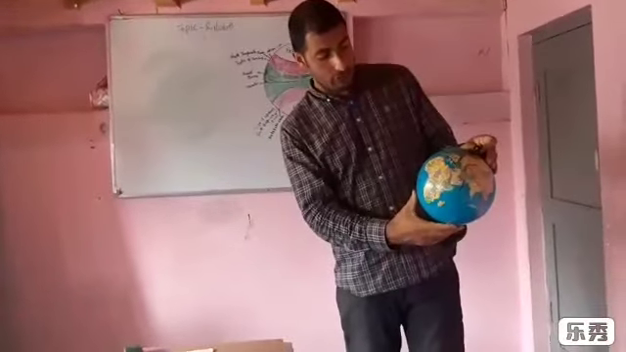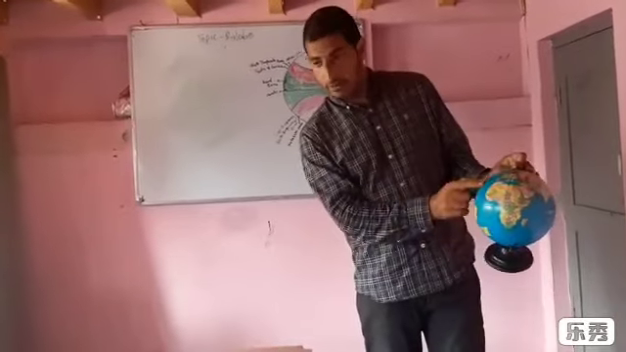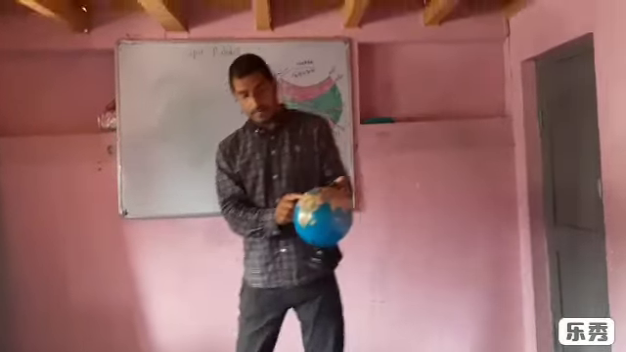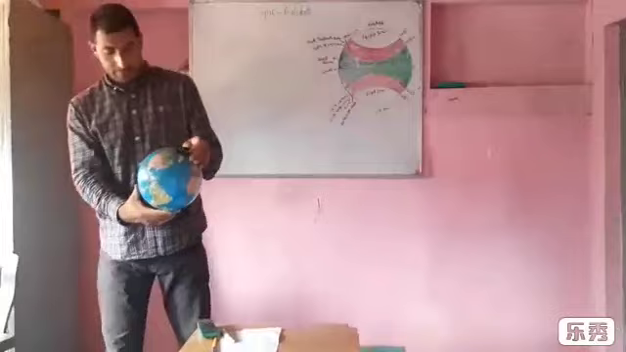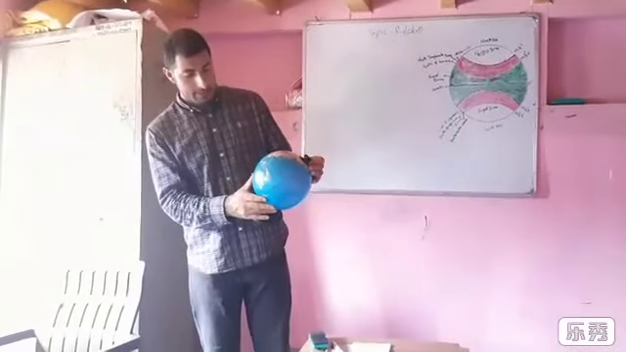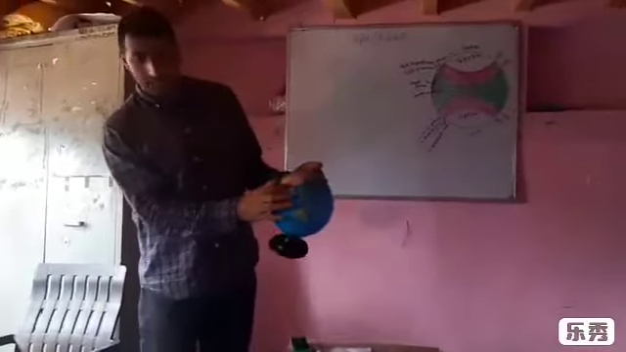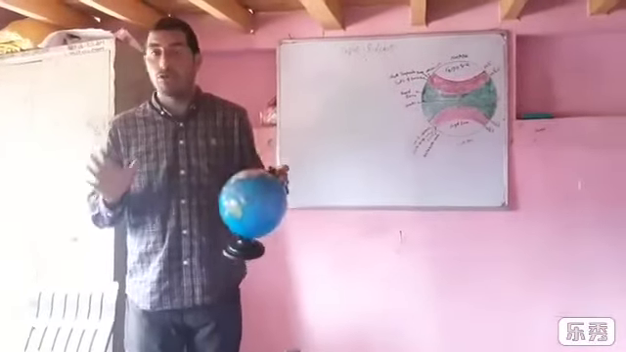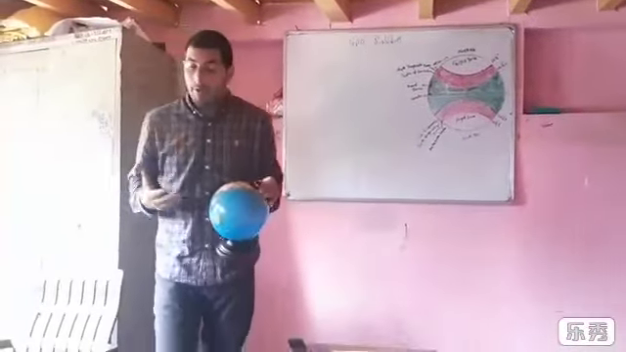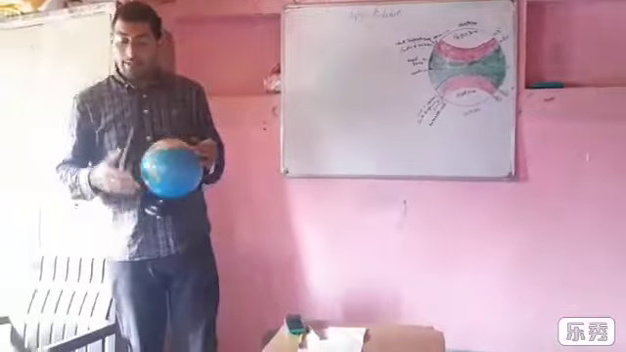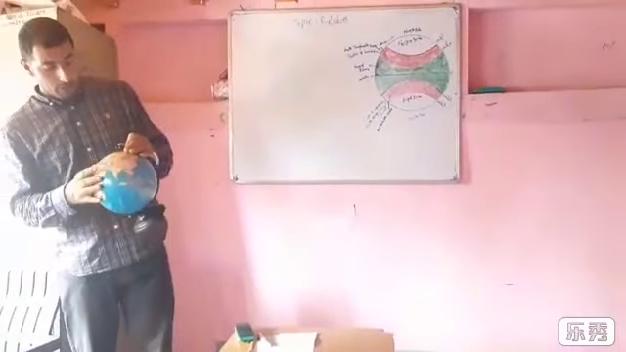Then there is the Atlantic Ocean. Here, you can see this is the Atlantic Ocean. Then there is the Indian Ocean. This portion is the Indian Ocean, and this is the only ocean which has been named after a country. That's India.